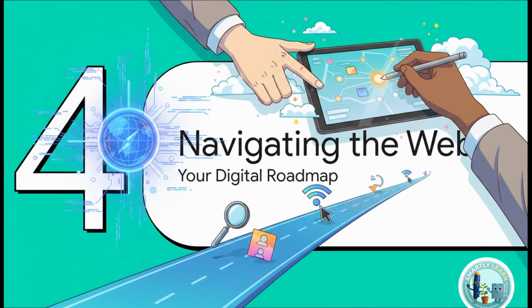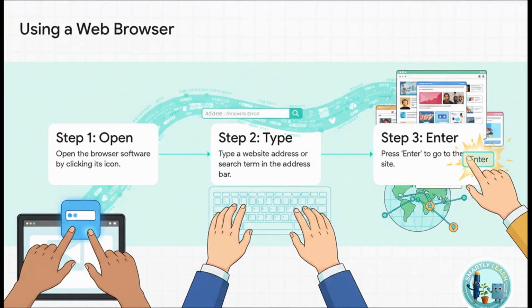Okay, so we're connected. The final piece of this puzzle is just knowing how to get around. So let's talk about the basic tools for navigating the web, your digital roadmap. Using a browser seems so simple, right? You just open it up, type a website address or whatever you're searching for into the address bar, and hit enter. But what happens in that split second is incredible. The browser sends a request flying across the internet, finds the exact right server somewhere in the world, and pulls all the data it needs to build that web page right there on your screen.